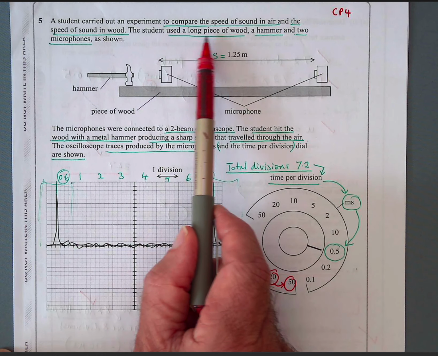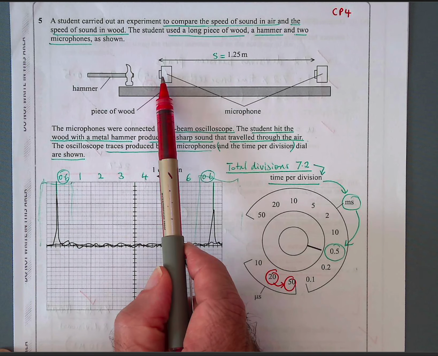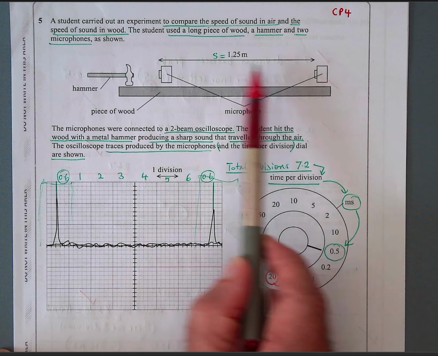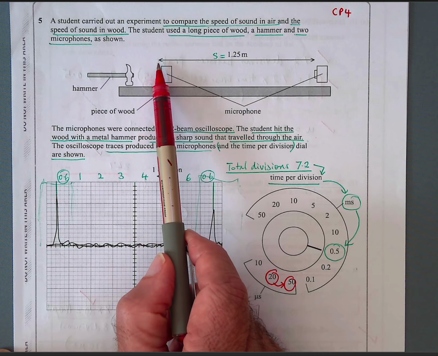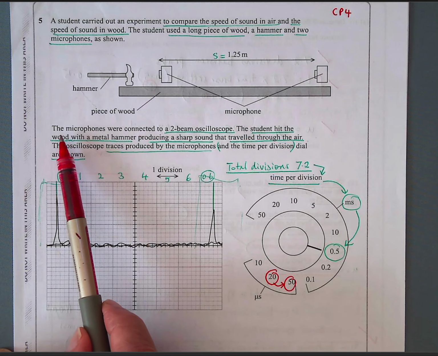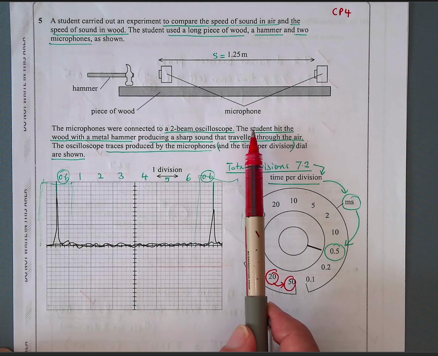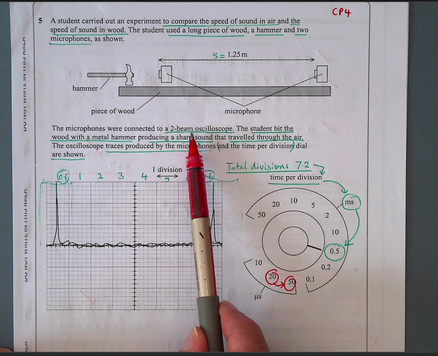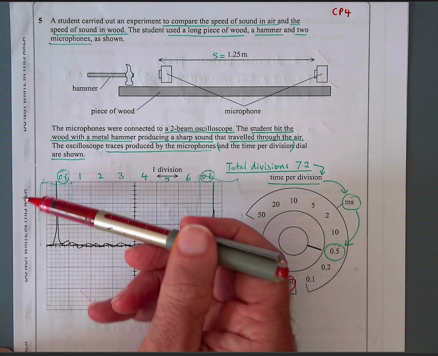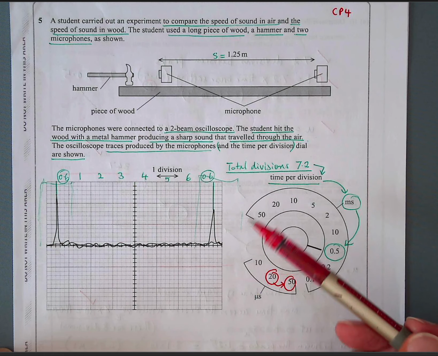So he used a long piece of wood, a hammer, and 2 microphones as shown. So obviously one microphone is closer to the hammer than the second microphone, and they got the distance between the front of the microphone and the front of the second microphone. The microphones were connected to a 2-beam or a dual beam oscilloscope. Now, if your school's got one, they should show you how to use it and how to measure things on it, like period and the peak value of the voltage. So basically up and down is voltage and across is time. So it's a voltage against time measurement.